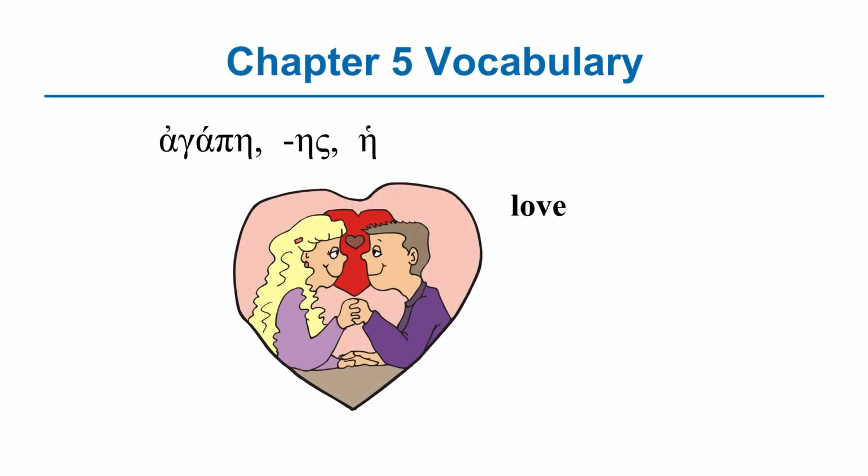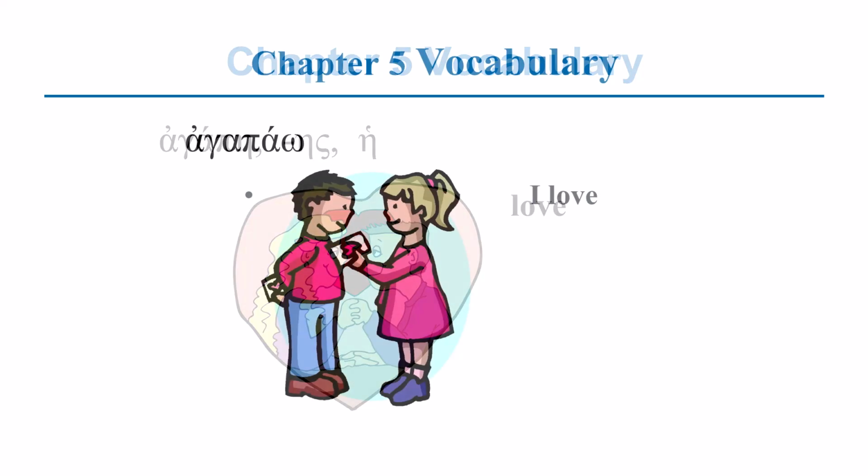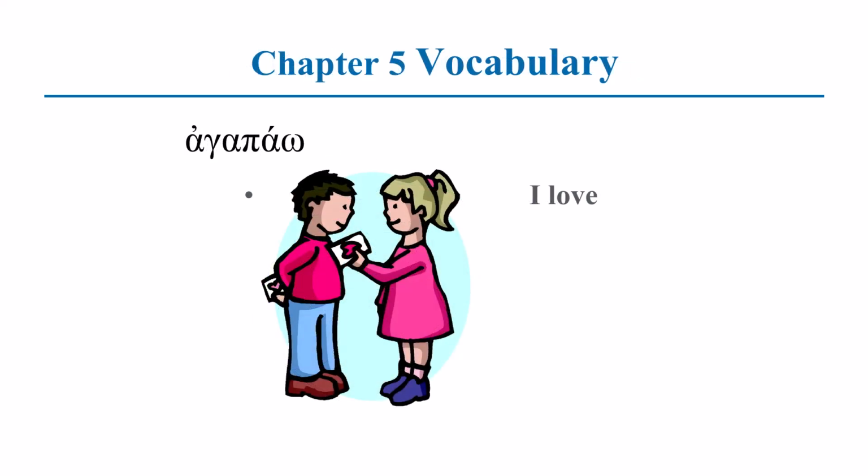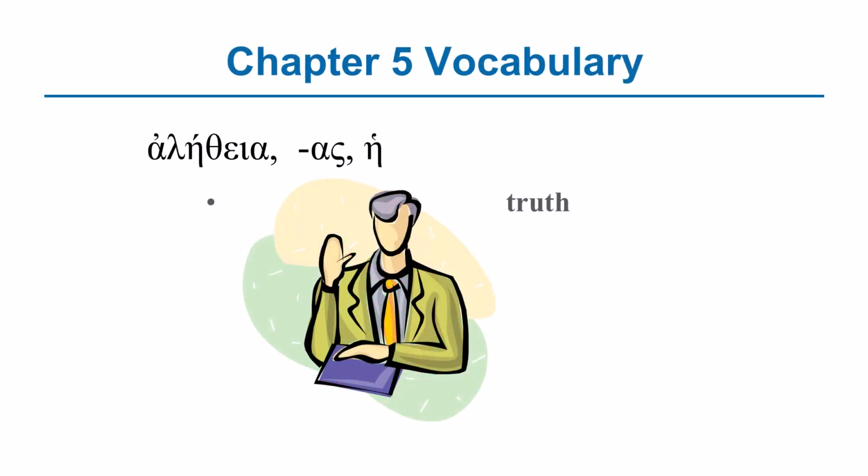Let's look at vocabulary that you're going to find in chapter 5. You have the word agapē, meaning love. And then you have the word agapaō. Agapaō is a verb, and we said verbs most of the time are going to end with omega. So when you're looking at a word on the vocabulary that is ending with omega, that word is a verb. The other word is alētheia, and alētheia means truth.